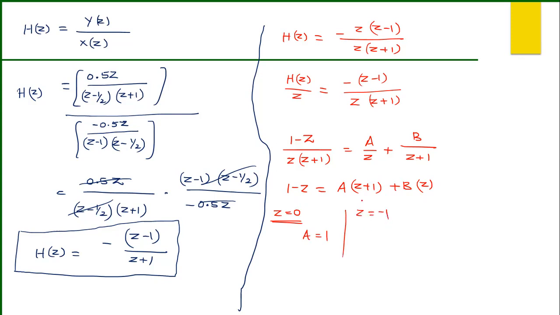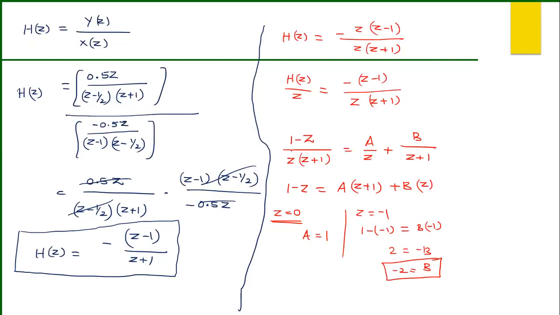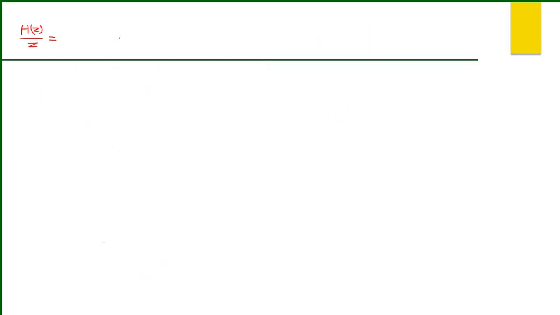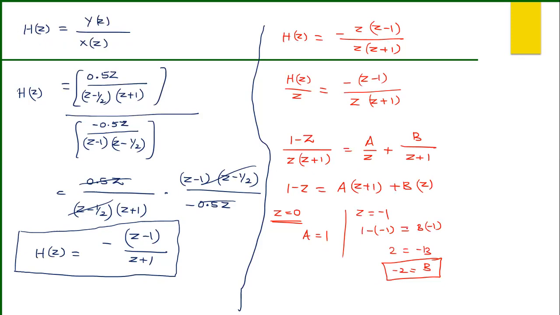Let z equal to minus 1 you take. 1 minus of minus 1 will become plus 2, is equal to A into minus 1 plus 1, which is 0, plus B into minus 1. Now 2 is equal to minus B. B is equal to how much? Minus 2. So once you find the coefficients A and B, you substitute in this one. What is h of z by z? H of z by z is equal to A by z, that is 1 by z, plus the B value, minus 2 by z plus 1.